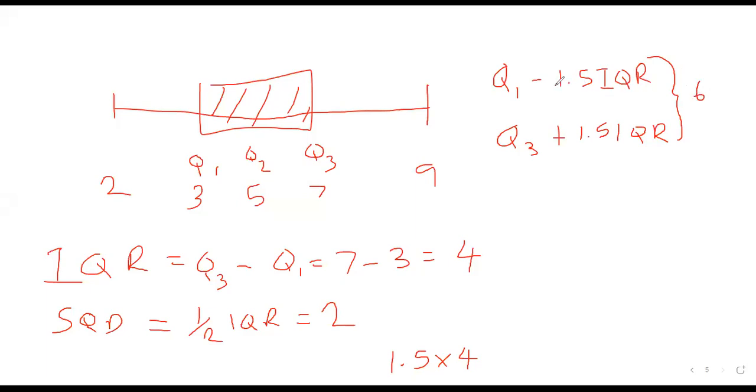So we have our lower quartile here, which is 3. So 3 minus 6, we get -3. The upper quartile was 7. So 7 plus 6 gives 13.